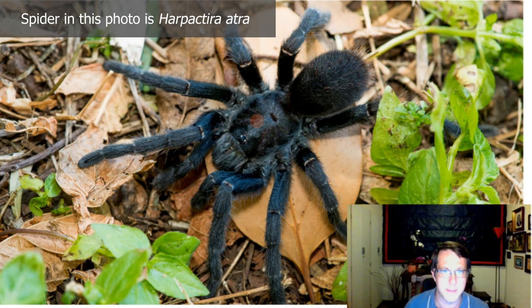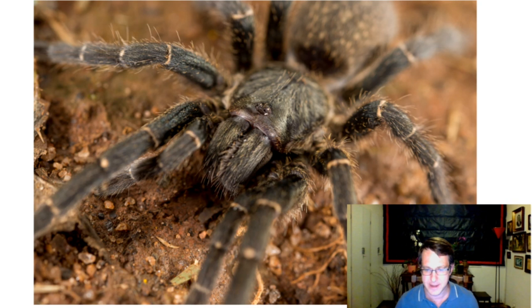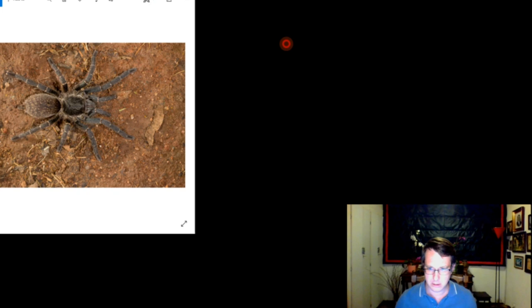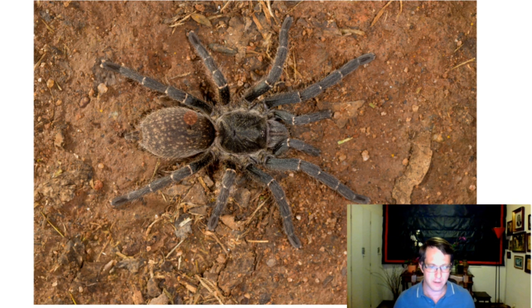Okay, the next species we're looking at is Harpactira marxi. And this is a very similar species to Harpactira atra, also occurs in the Western Cape. People get them mixed up all the time, but they're actually quite different to each other. Marxi tends to be more gray in color than what atra is. It's more gray or more brown. This photo here gives a nice overview of the female. You often see this kind of spotty markings on the abdomens of the females as well.